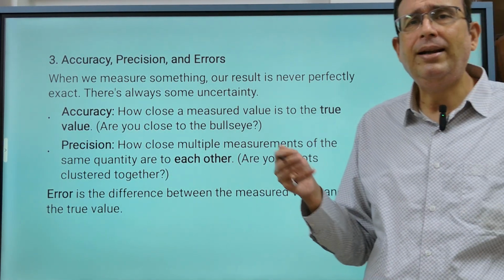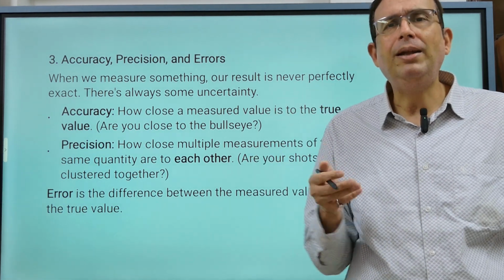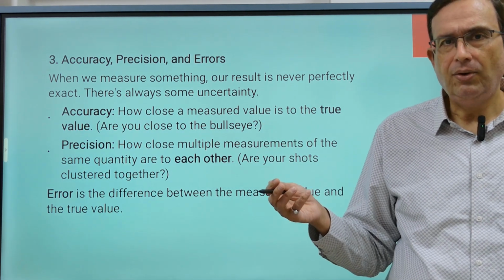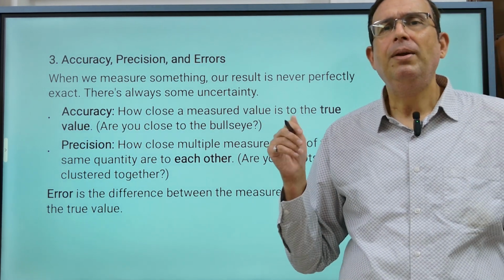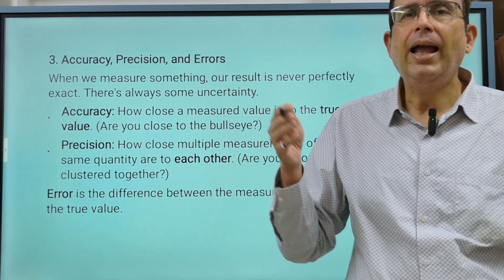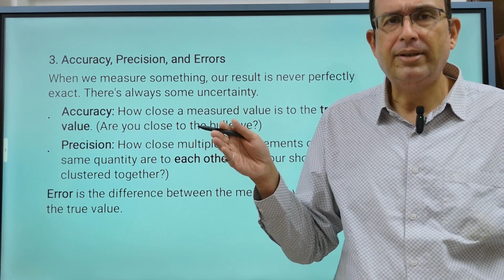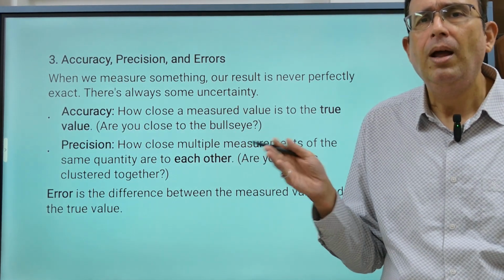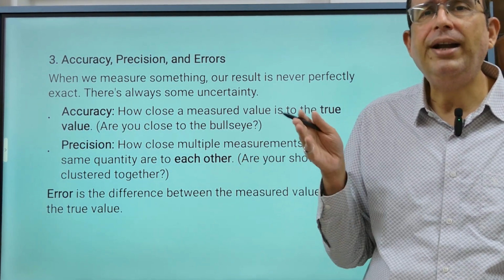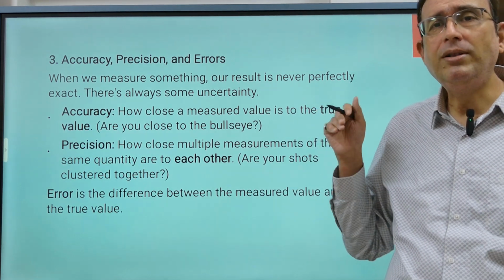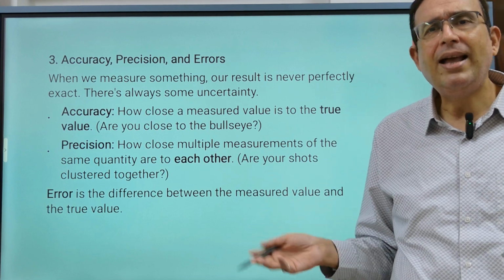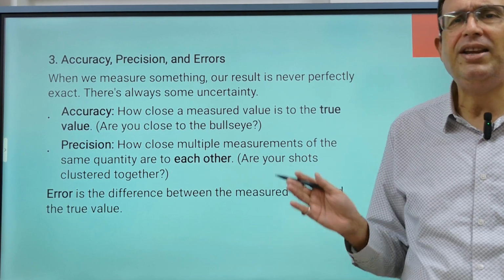Let us say you are firing an arrow towards a bullseye, and it does not strike the bullseye, and it strikes a certain place a little distant from the bullseye. How far or how close you are from the bullseye is the accuracy. It tells you how accurate your measurement is. If you strike straight into the bullseye, then you are 100% accurate. Whereas if you are slightly deviating, how much is the deviation from the bullseye?